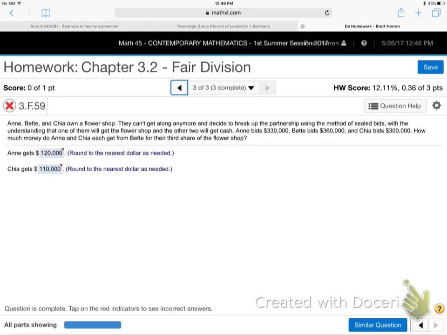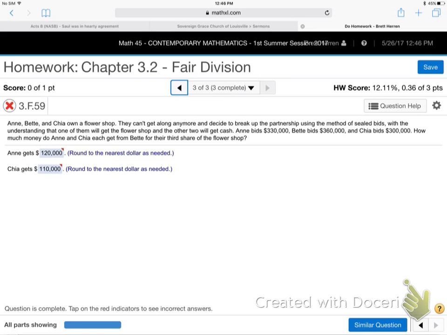A, B, C: Ann, Betty, and Chia own a flower shop. They can't get along anymore. They decide to break up the partnership using the method of sealed bids, with the understanding that one of them will get the flower shop and the other 2 will get cash. Ann bids $330, Betty $360, Chia bids $300. How much money do Ann and Chia each get from Betty for their third share of the flower shop? So you see what's going on there? They're bidding on the flower shop. This is a 1-item deal.